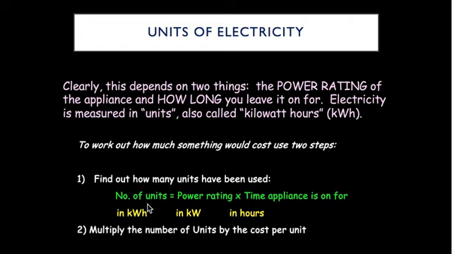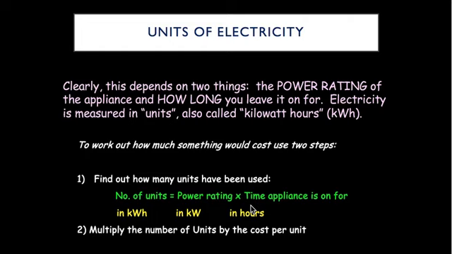To find out how many units you've used, you would find the power rating of your appliance. Every electrical appliance in your house will have a power rating. So maybe a TV has got a power rating of 50 watts. But first of all, you'd have to convert that into how many kilowatts that is. And then you'd need to multiply that by how long you've had your device on for.